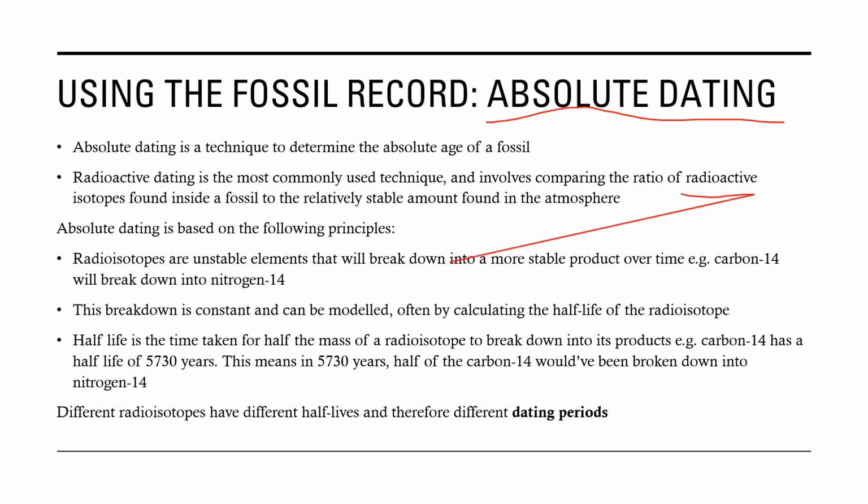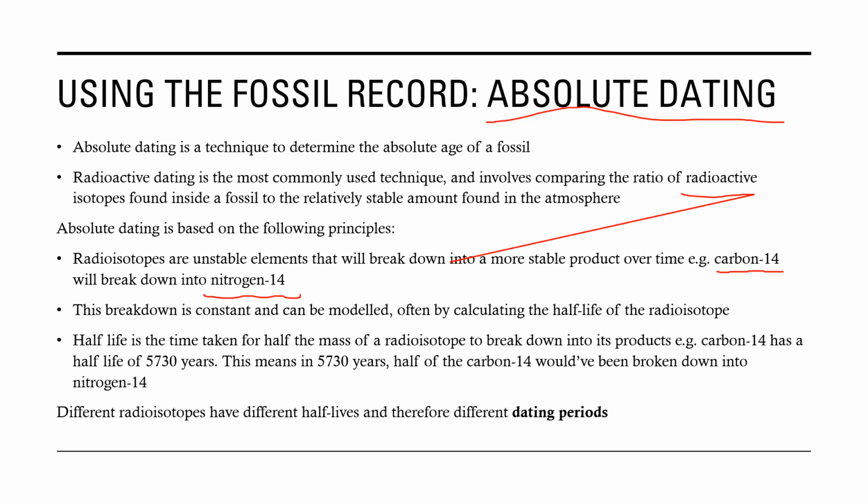So we normally use radioisotopes. The most common one we use is carbon-14. Carbon-14 is a radioisotope. It's an unstable element, and what that means is that it is going to break down and decay. This one decays into nitrogen-14. So this is probably the most common one we use.